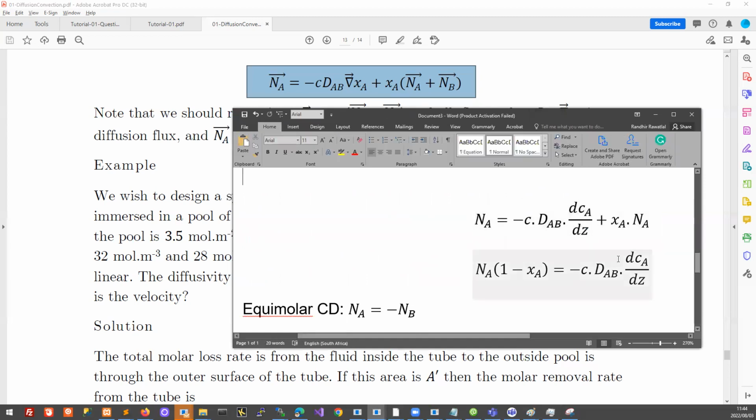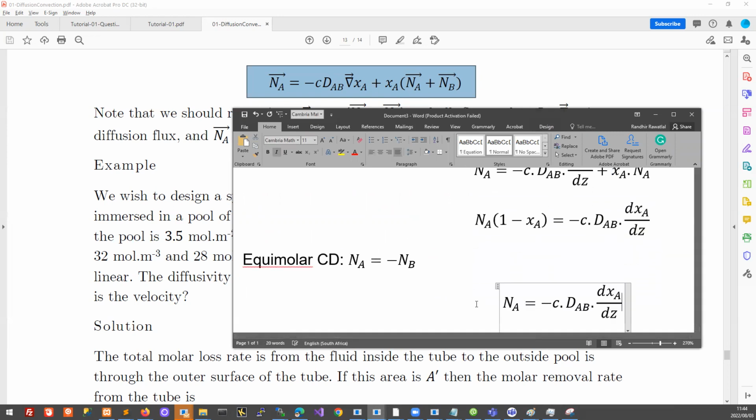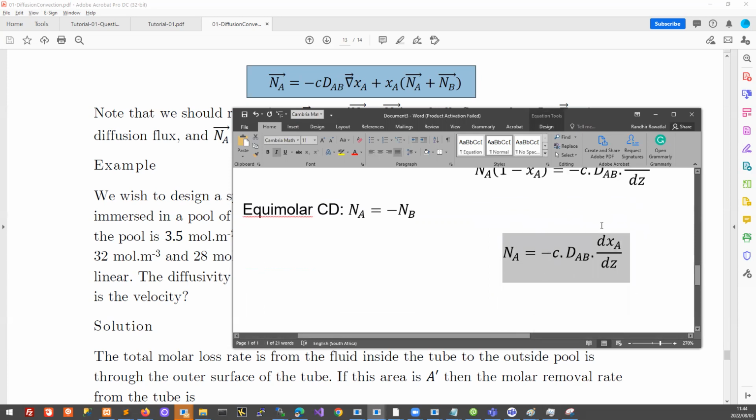By the way, I see here there was a little, this should have been an X, right? That's an X, and that's an X. So that was the flow through a stagnant fluid case. This is the equimolar counter diffusion case. So in this case, that's the equation that applies. So you see, it's quite different. And we'll get different results in these two cases.